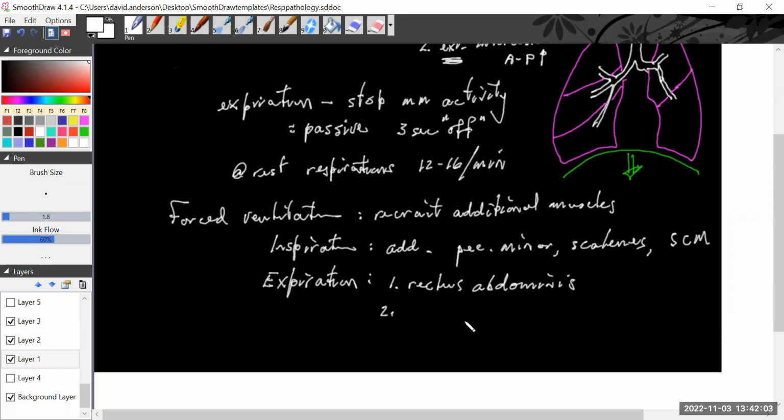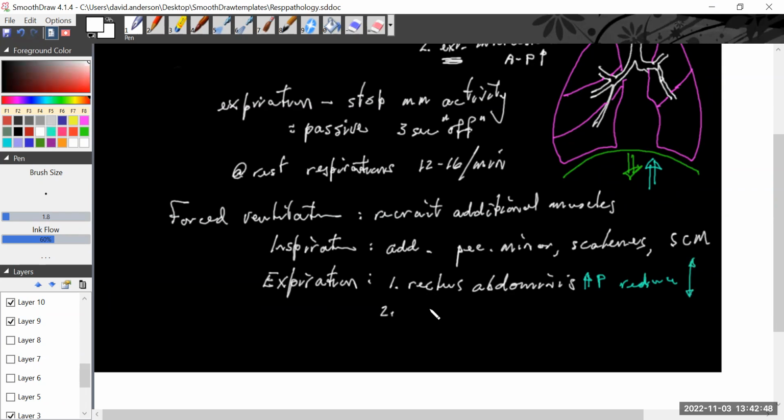So in addition to the rectus abdominis muscle that'll contract, and when it contracts, what it does is increase abdominal pressure. And when we increase abdominal pressure, we're going to push the diaphragm back up into the thoracic cavity. So when we increase pressure in the abdomen, we're going to reduce the longitudinal distance there.